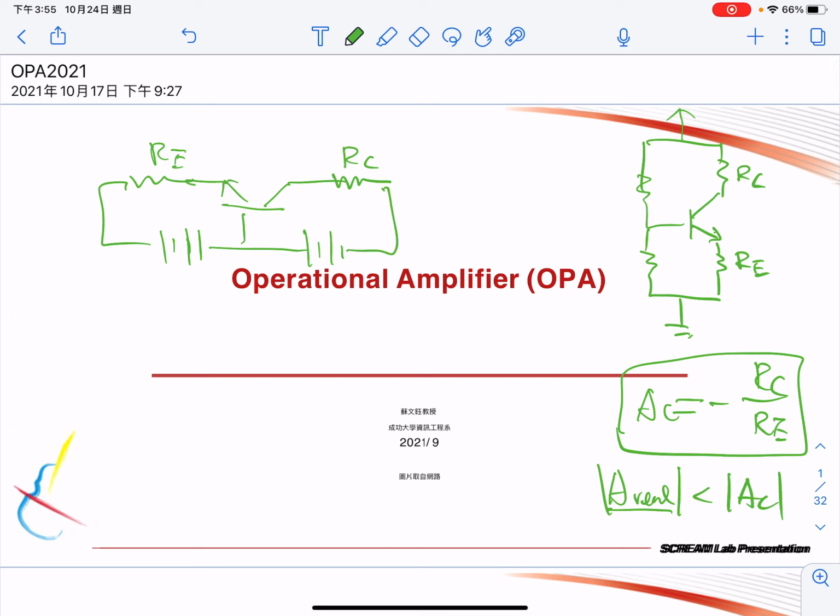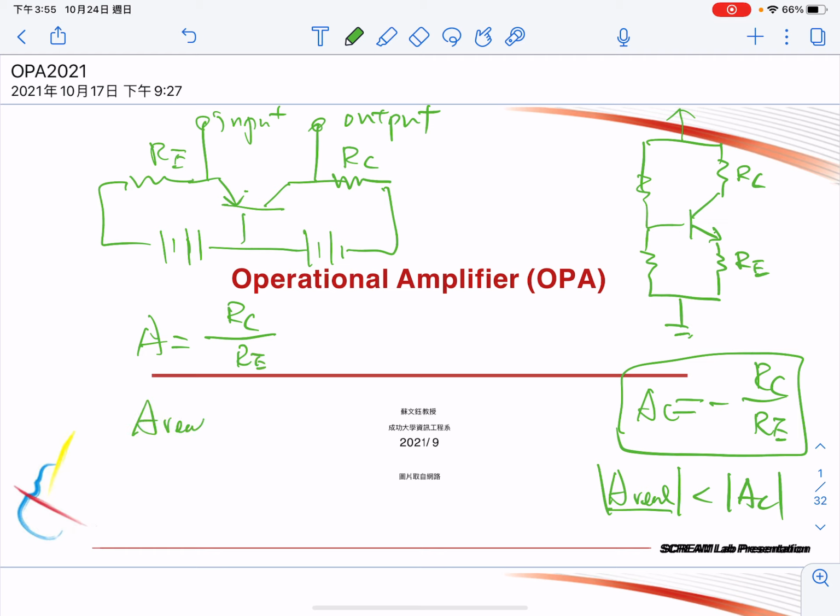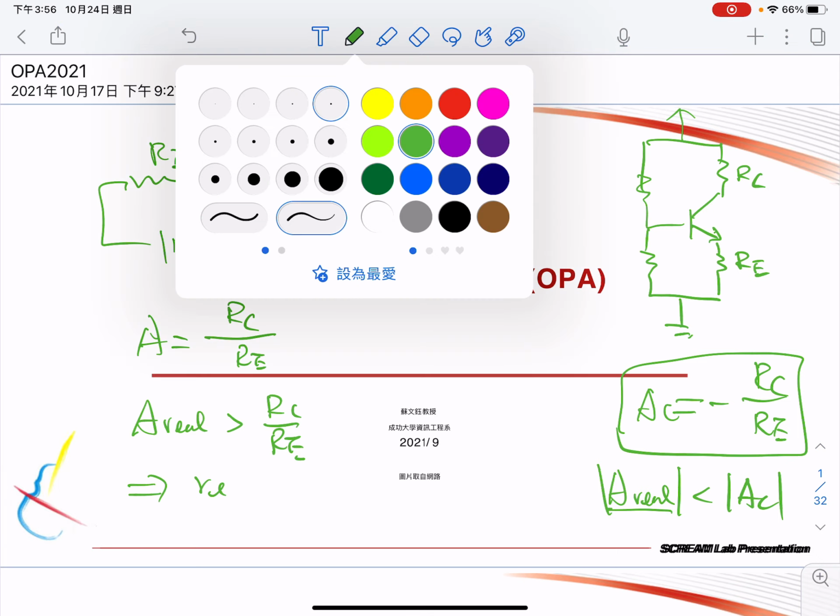There's a PNP transistor here. And if this is the input, and this is the output, usually the amplification ratio will be equal to RC over RE. But actually, the real one will be greater than RC over RE, because we have a very small RE here.